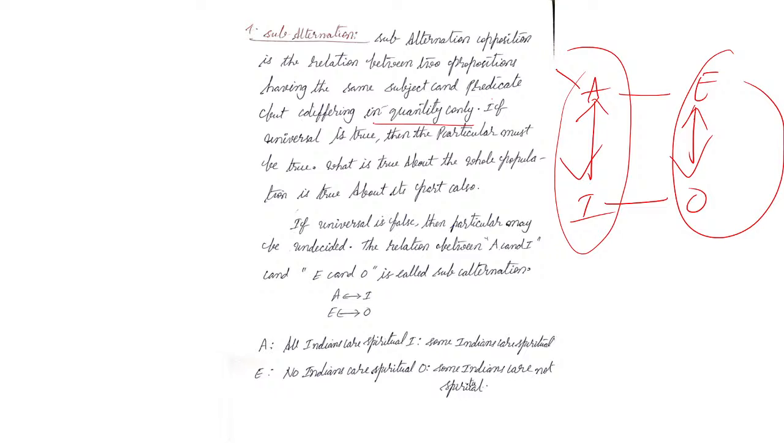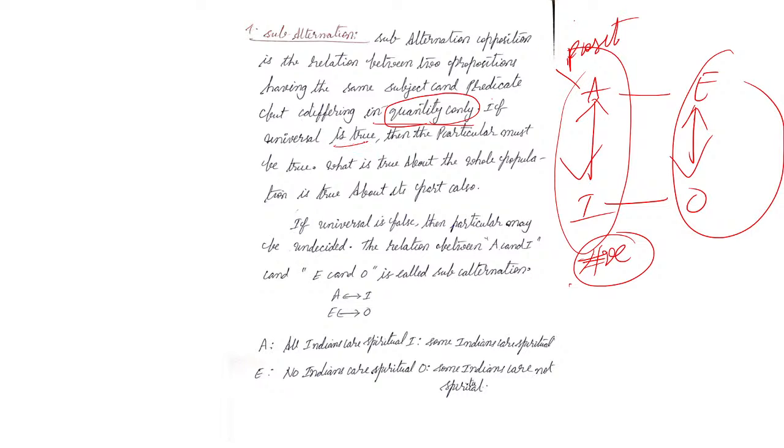Here it is also positive and here it is also positive. Here it is all. Here it is some. Both are positive, but they differ in quantity only. Quantity means here all, here some, so there is a difference in quantity. This is the relation between universal and particular. Both are positive, but differ in quantity.